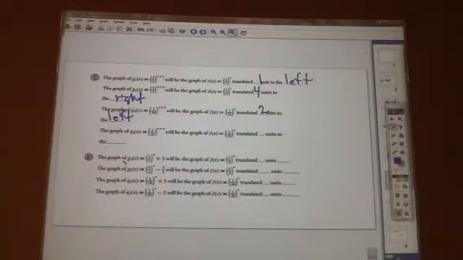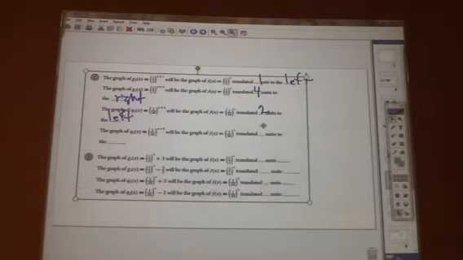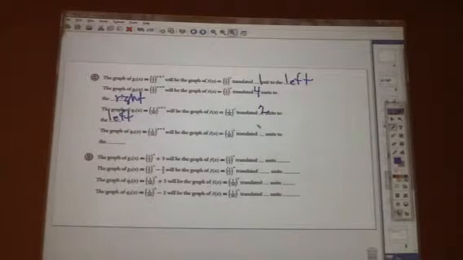Oh, I read the wrong one. The graph of q of x equals 1/10 to the x minus 3 will be the graph of f of x equals 1/10 to the x translated 3 units to the right.